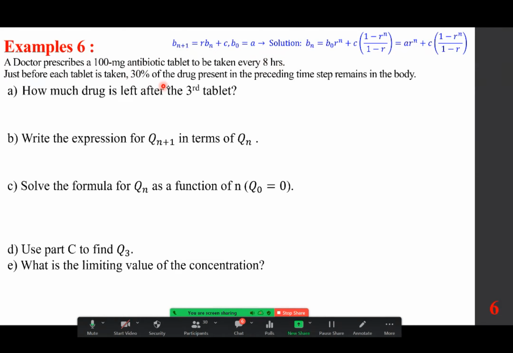So first and foremost, let's write the given. Because part B goes with Q, we're going to use Q. So Q sub 0 is 0 because we are dealing with a patient. The amount of constant is 100 milligrams, and what remains is 0.3. That means lowercase c is 100 and r is 0.3.